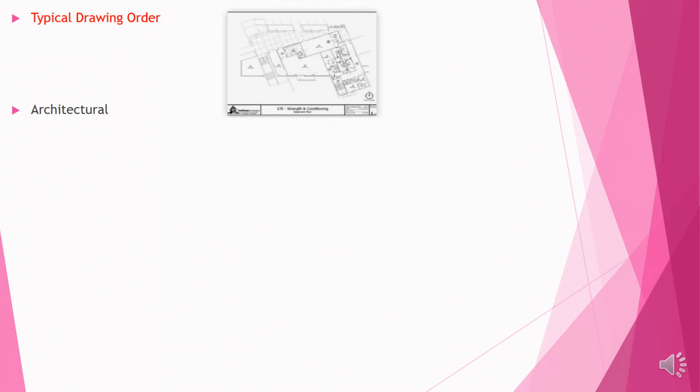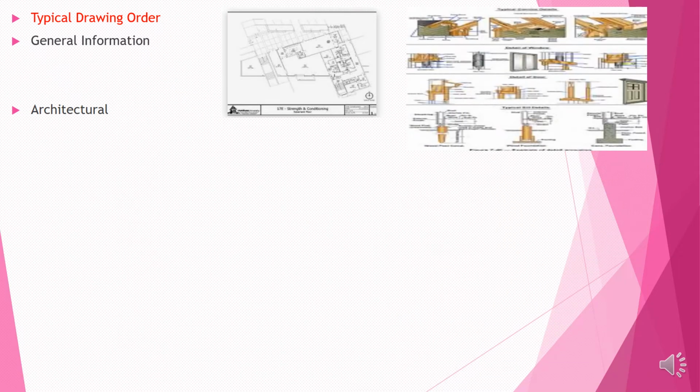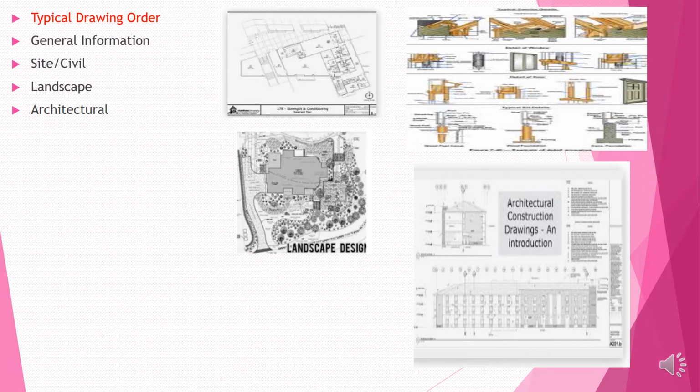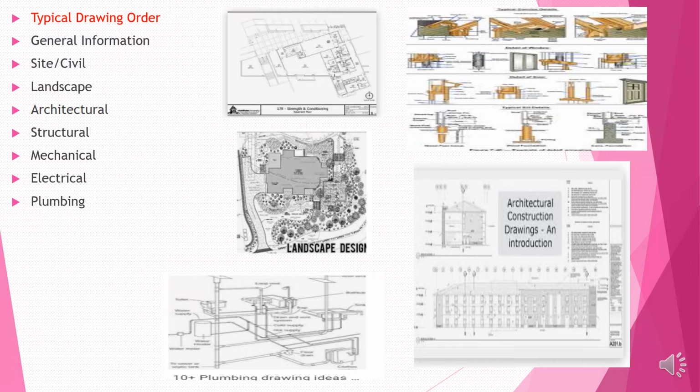Typical drawing orders. In a project, what are the typical drawings we require? I am placing the list. First is the general information. Second is the civil site locations, etc. Third is the landscape drawing. Fourth is the architectural drawing. Fifth, structural. Sixth is the mechanical drawing, electrical drawing, plumbing drawings, etc.